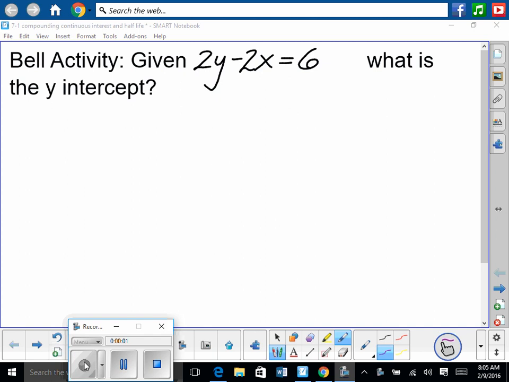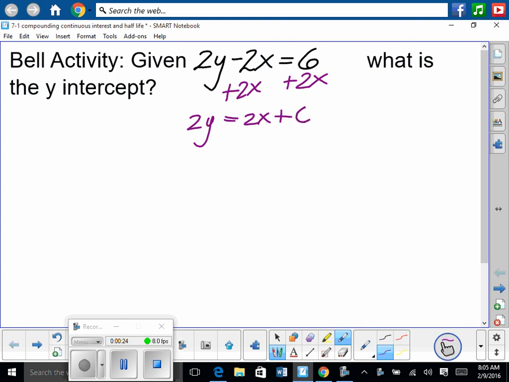To do this one. Yeah. Oh, so you're saying, okay, so you did what? You brought 2x over to the other side. Okay, that's a good idea. So what did you do, essentially? I added 2x. Okay, so you added 2x to both sides of the equation. So we have 2y is equal to 2x plus 6.